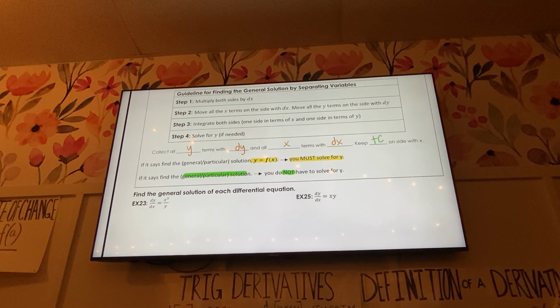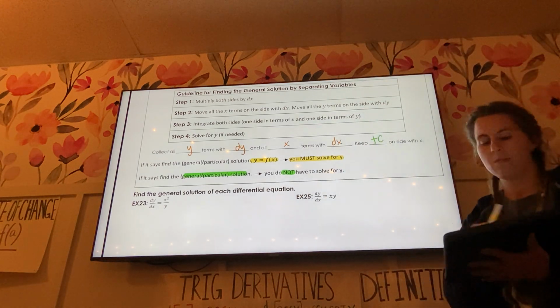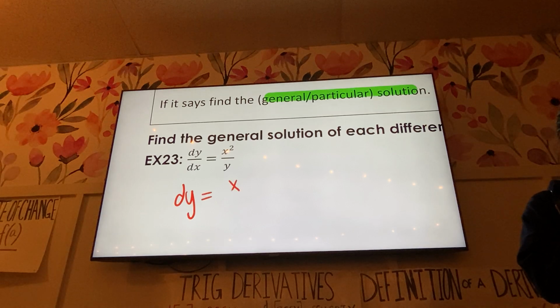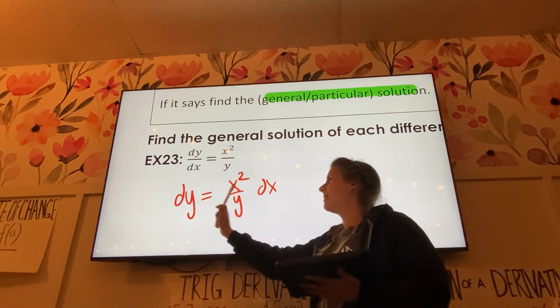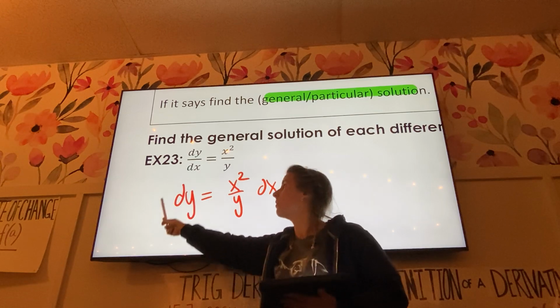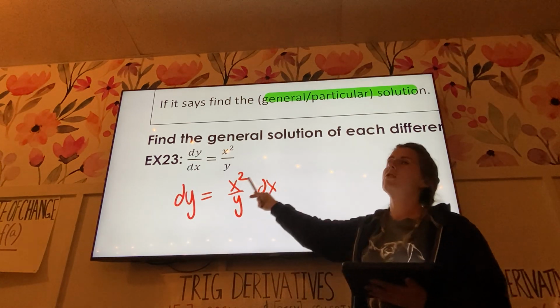All right, so this is when we're gonna do the steps. So step one, multiply both sides by dx. Step one is always the same, no matter what. You're gonna move the dx to the other side. And that makes this my x side, this my y side. And it's always gonna be like that. So I wanna move all of my y's over here on the left, and I wanna keep all of my x's over here on the right.